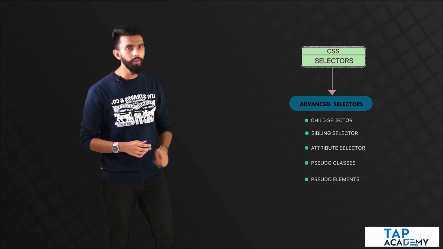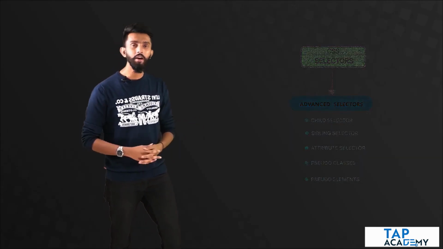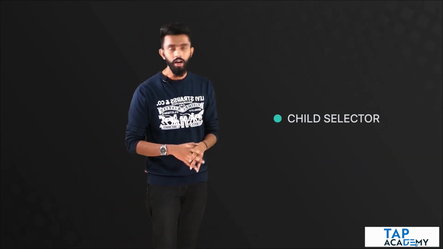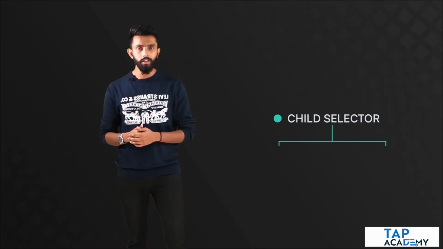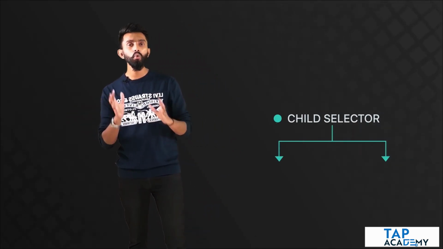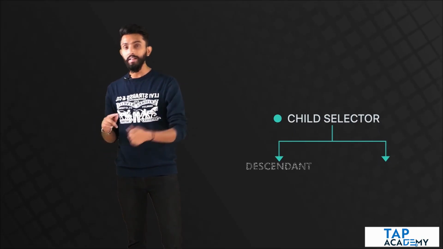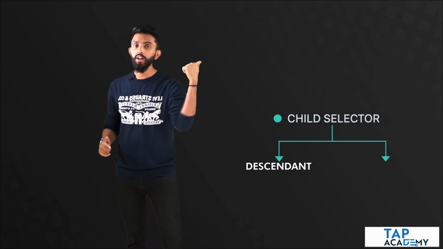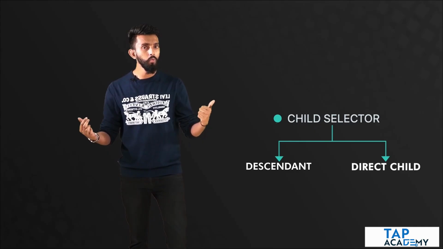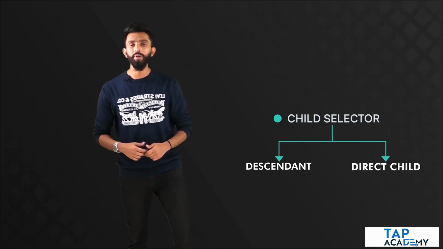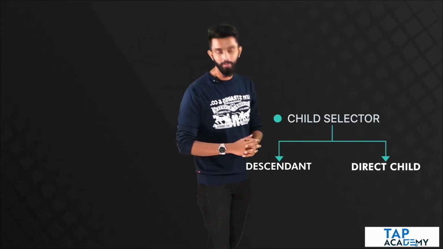There are different types of advanced selectors, but I would like to begin with the child selectors. Under the child selectors, there are primarily two types. One is called descendant and another is called direct child. Now, what do these words really mean? Let me give you an example to clear all this doubt at the back of your mind.